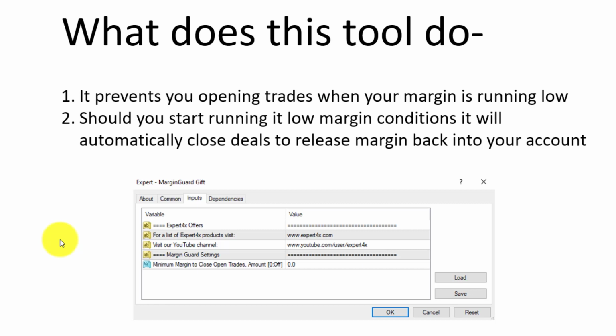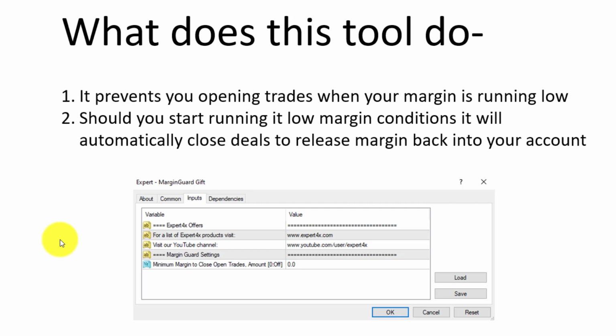So very simply, what does this tool do? Let's say you start out with an account of $10,000, and you say, look, I don't want my free margin to ever go below $3,000 or $2,000. So firstly, you make your mind up, that is the level that you want to start controlling margin at. Above that, margin doesn't play much of a role, because if you've got enough capital in your account, and your account is doing well, margin won't play a role.